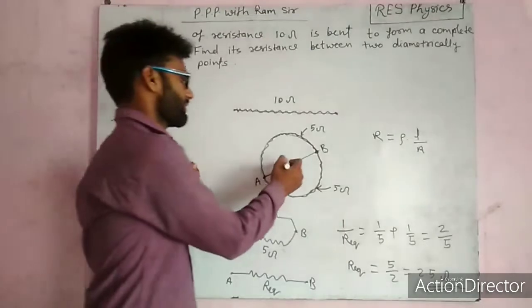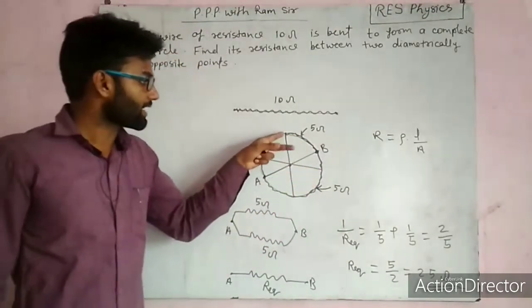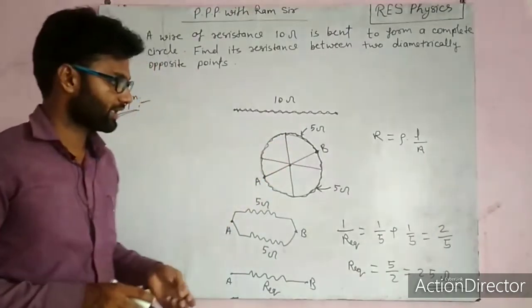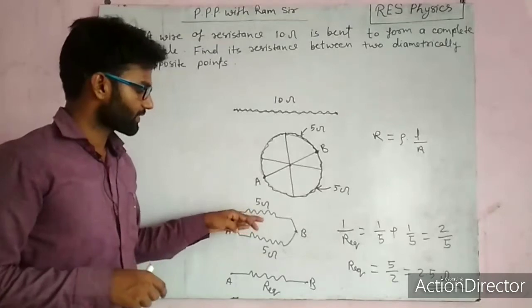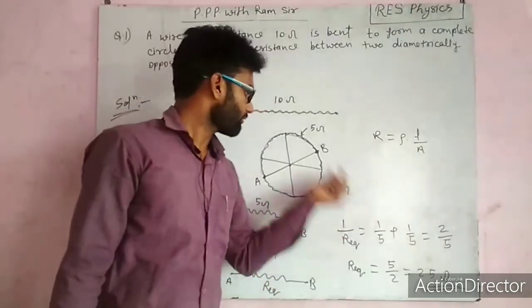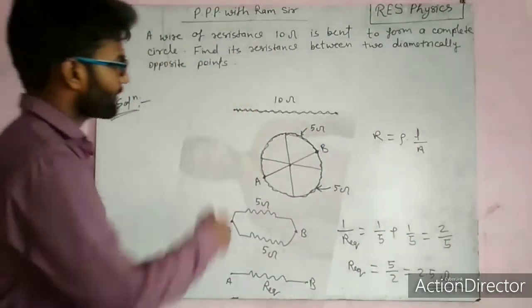Any diameter you can take, even this diameter, because the diameter divides this wire into two equal portions, right? And both portions will be in parallel. So the equivalent will be half of the resistance of one portion. Clear? Hopefully this will be clear.